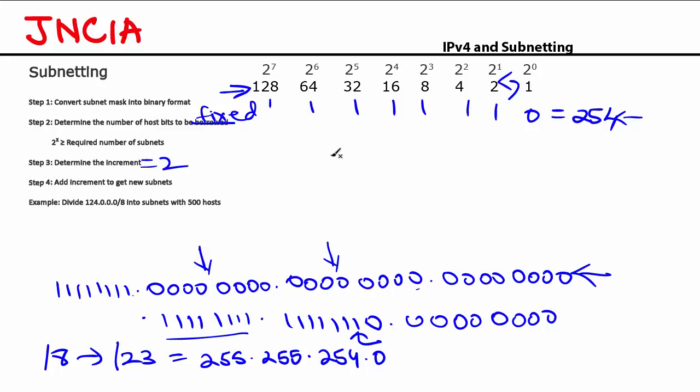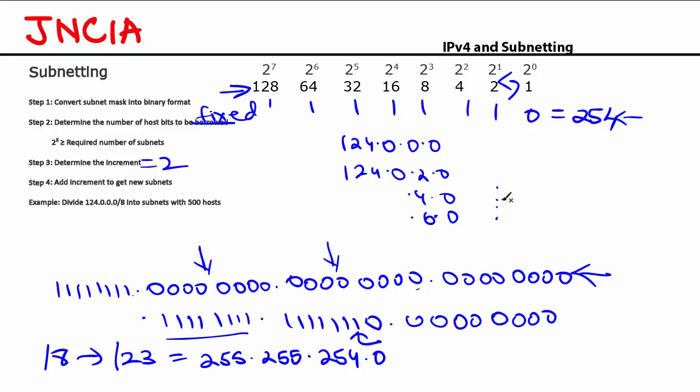The original network address that we've been given is 124.0.0.0. Adding the increment, which is 2, to the third octet will give you 124.0.2.0, 124.0.4.0, 124.0.6.0, and so on.